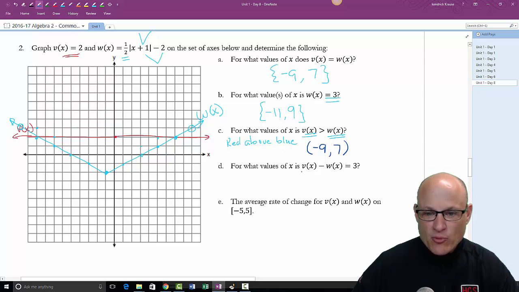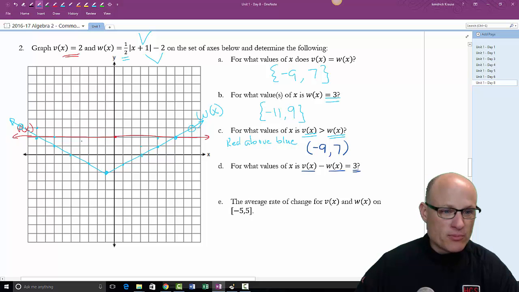When is their separation equal to 3? When are they separated by 3 units? And V of X is red. So when is red above W by 3 units? And I'll bet there's more than one place. Looks like right here it's 3 units. And it looks like 1, 2, 3. Right here, it's 3 units. So at negative 3 and positive 1.